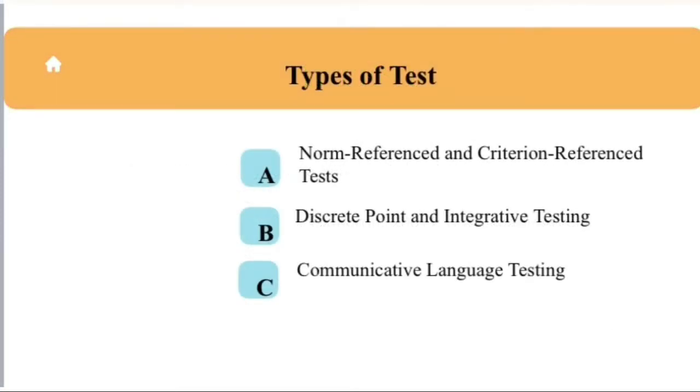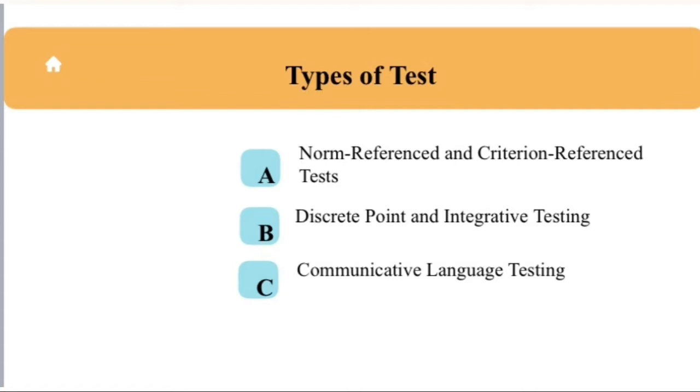Okay, next is about types of tests. So there are three types of tests. First is norm reference and criterion reference test. In norm reference test, each test taker's score is interpreted in relation to a mean, or average score, median, middle score, standard deviation, or extent of variance in scores, and or percentile rank.